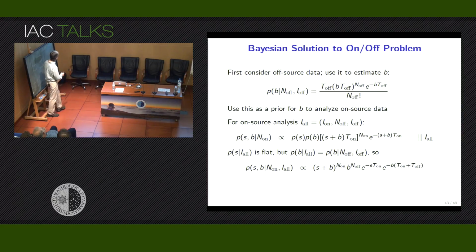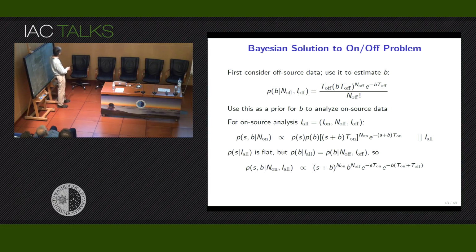So on-source will now have this Poisson distribution for the total rate, S plus B, with N on photons in time T on: (S+B)^N_on e^{-(S+B)T_on}. We'll use a flat prior for S, and we'll use our off-source posterior as the prior for B. So this thing here is B^N_off e^{-B T_off}. When I put all those terms in here, here's what the joint posterior looks like. It's (S+B) to the N on, so a power of S plus B. S appears in the exponent only multiplying T on, but B appears multiplying both T on and T off.